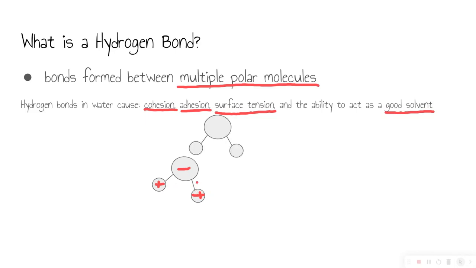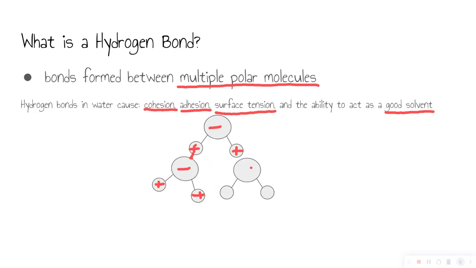Now if we add another water molecule in, we're going to have the negative end here. We're going to have two positive ends. And this positive end of this molecule is going to be attracted to the negative end of this molecule. They're going to form a hydrogen bond. They're attracted by their opposite charges.